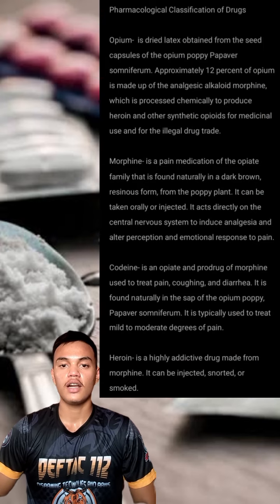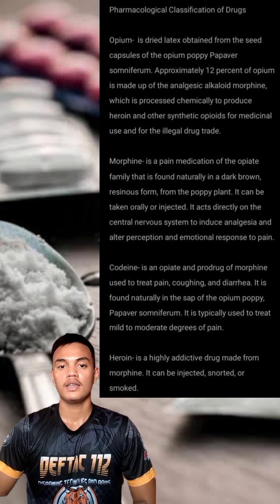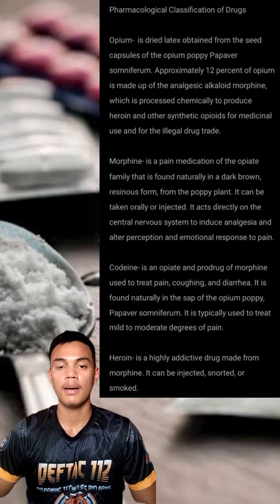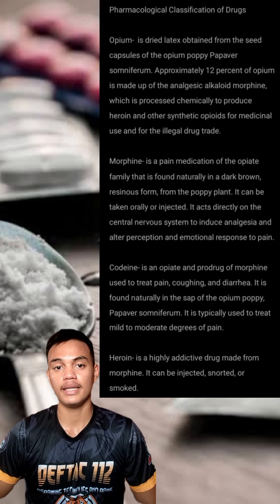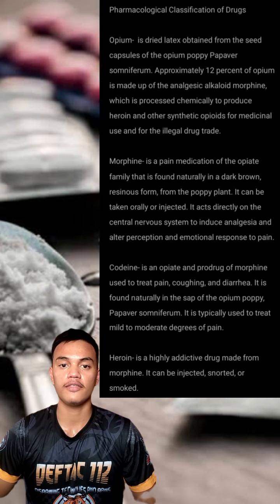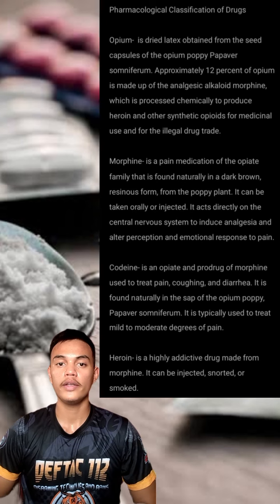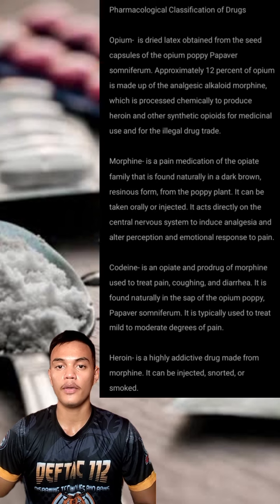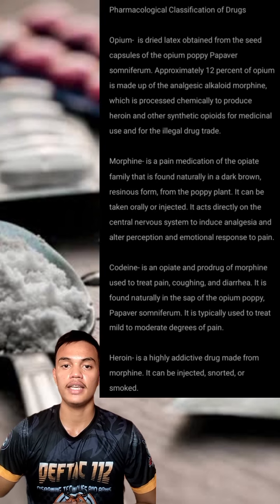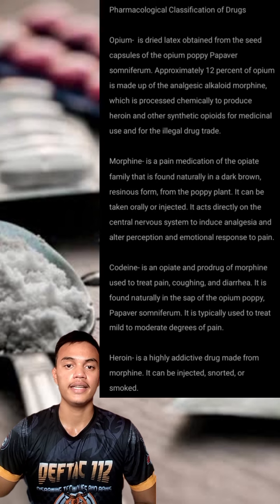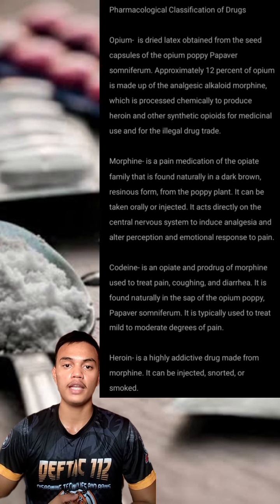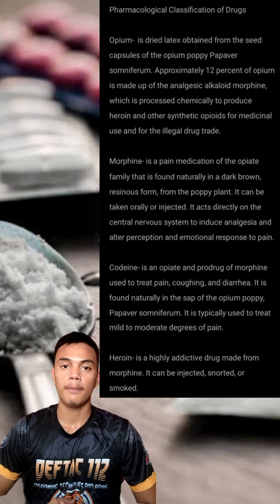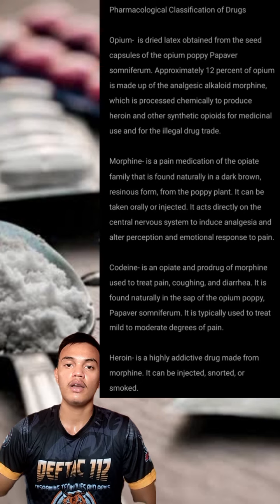Pharmacological classification of drugs. Opium. It is dried latex obtained from the seed capsules of the opium poppy, Papaver somniferum. Approximately 12% of opium is made up of the analgesic alkaloid morphine, which is processed chemically to produce heroin and other synthetic opioids for medicinal use and for the illegal drug trade. Morphine is a pain medication of the opiate family that is found naturally in a dark brown, resinous form from the poppy plant. It can be taken orally or injected.